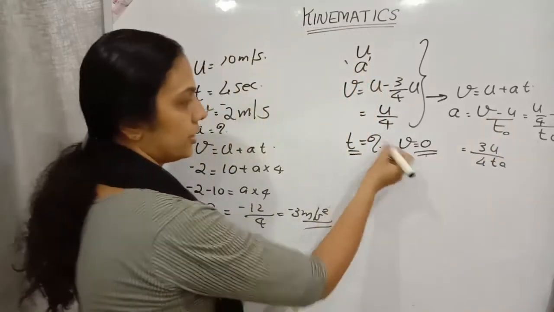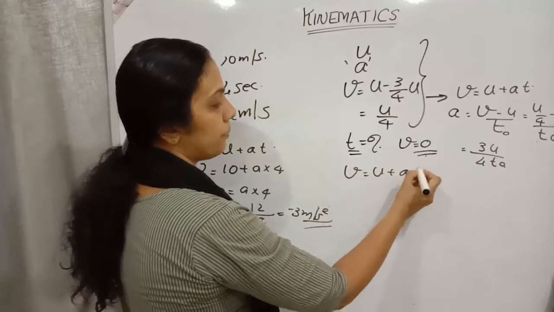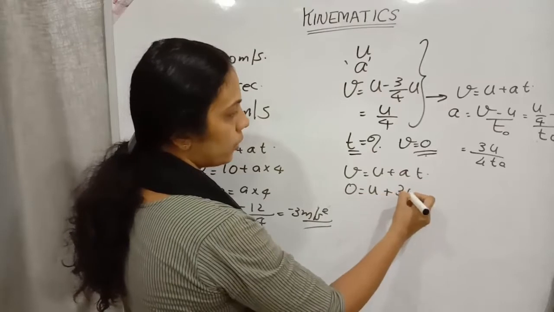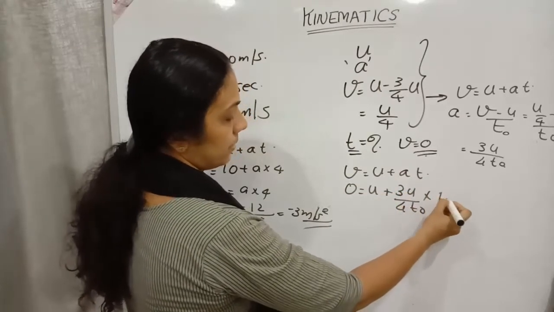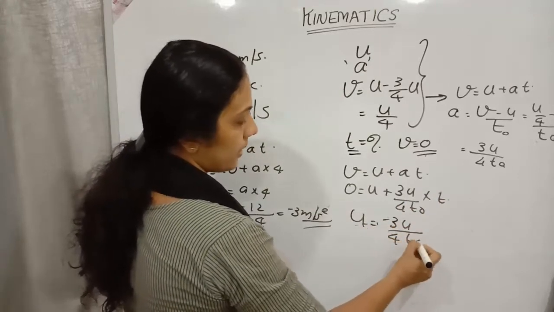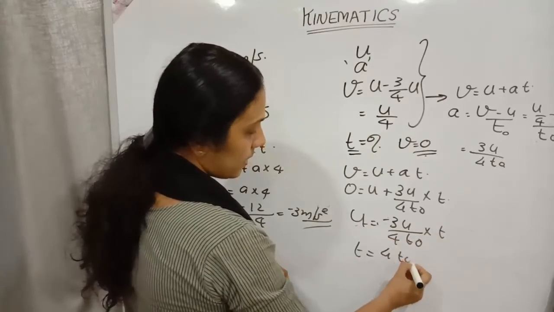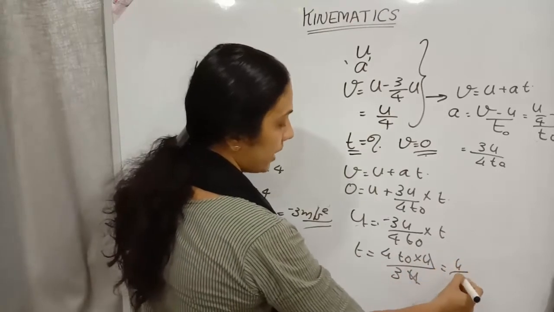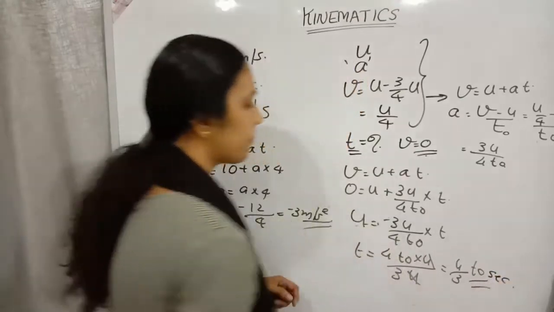This is the acceleration. Now v equals u plus at. Therefore, 0 equals u plus minus 3u by 4t0 into t. So u equals 3u by 4t0 into t. Therefore, t equals 4t0u divided by 3u. The answer is 4 by 3 t0 seconds. Okay, clear?